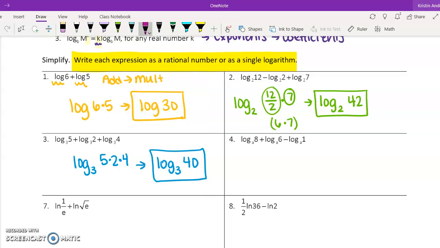Log base A, log base A, log base A. So this is log base A of 8 times 6 divided by 1. Plus is times, minus is divide. So this is log base A of 48 over 1, or just 48.